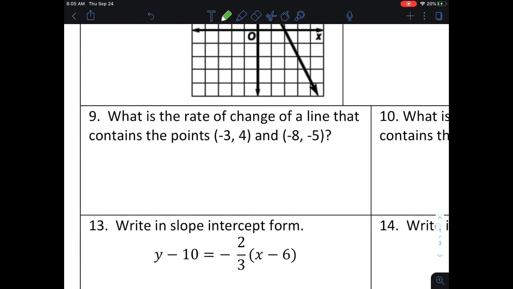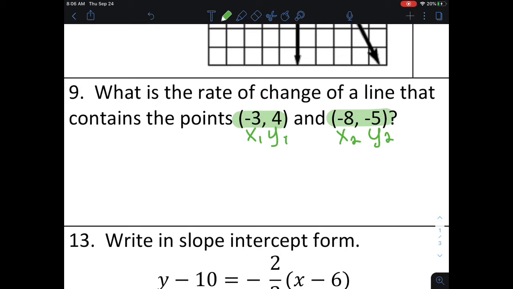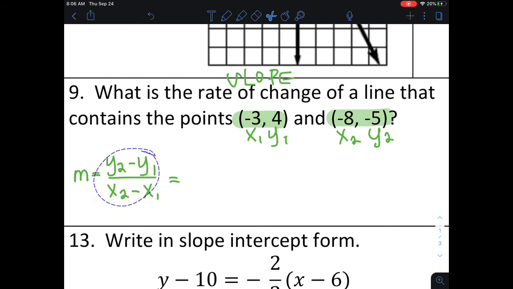All right, so what is the rate of change of a line that contains these points? So we have x1, y1, x2, y2. Whenever they give you 2 points, that's the first thing you need to do, label them. And the next thing it says rate of change, so that just means slope, right? So the slope, and when you have 2 points, you want to use this formula. And we're just going to erase and replace, aka substitute.